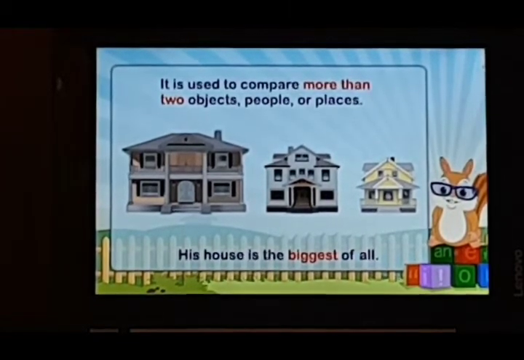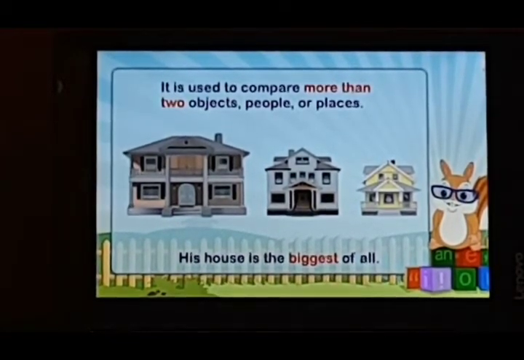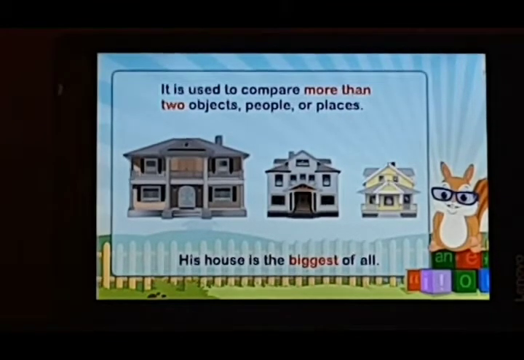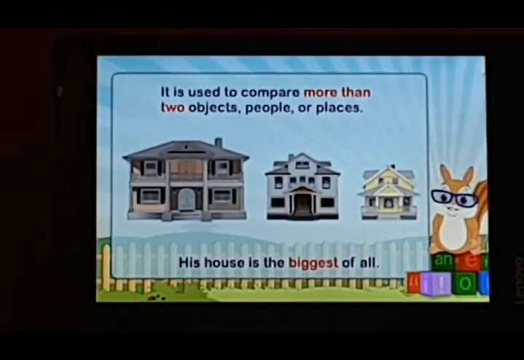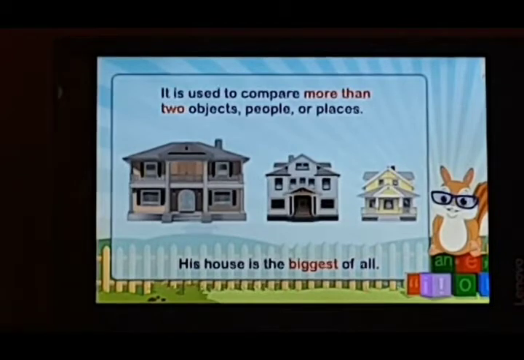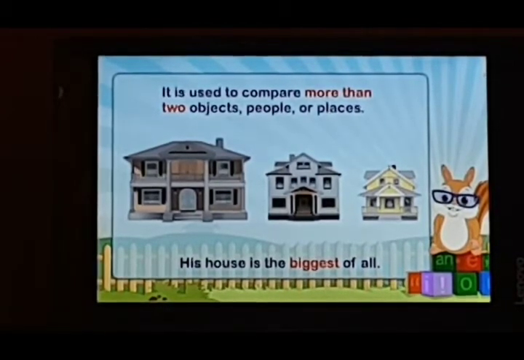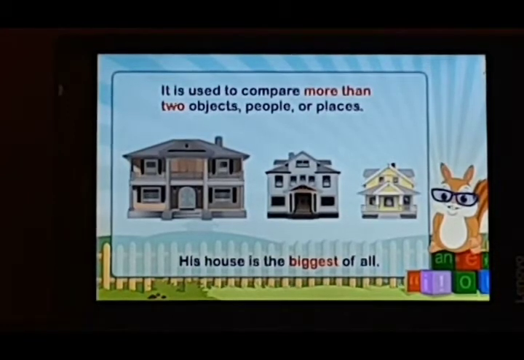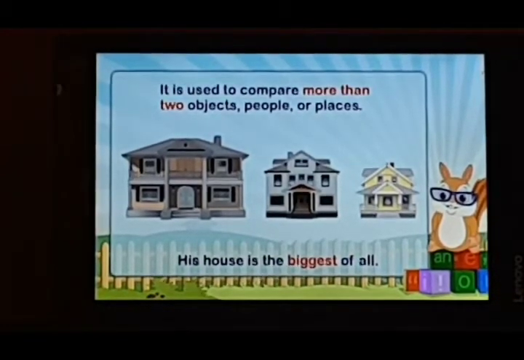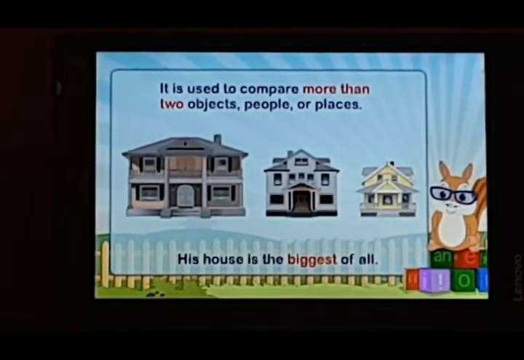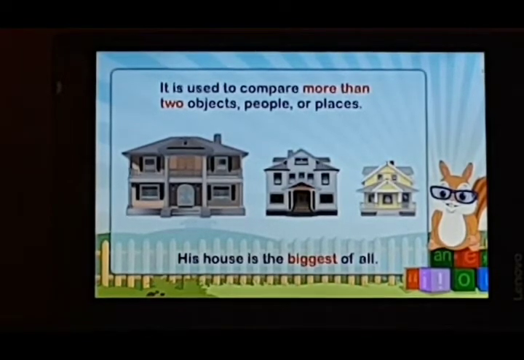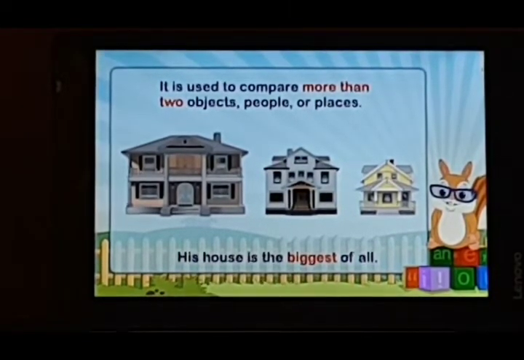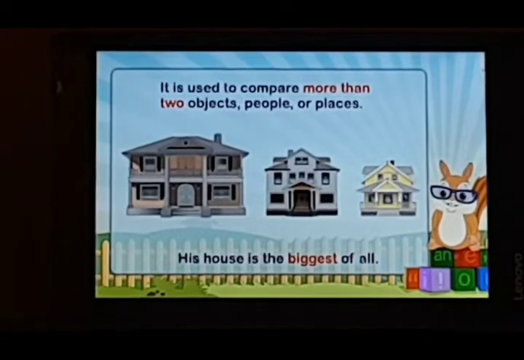The big changes into biggest. So we are comparing the size of the houses here. So here we can say his house is the biggest of all. Or if we are again comparing the size, we can also say that is the smallest house, or she has the smallest of all the houses. Okay, so these can be degrees of comparison.